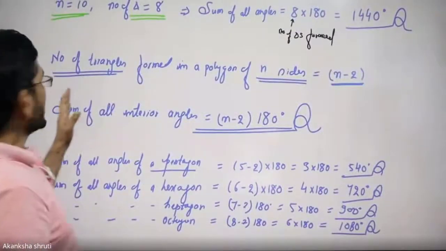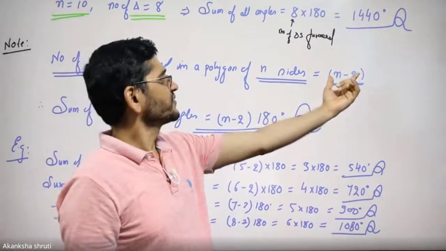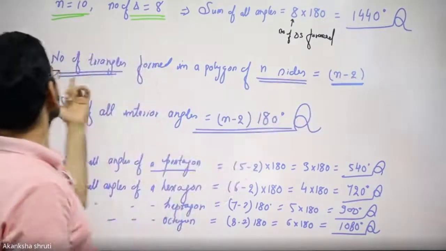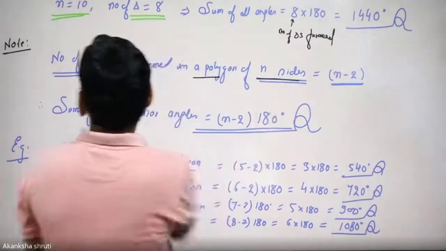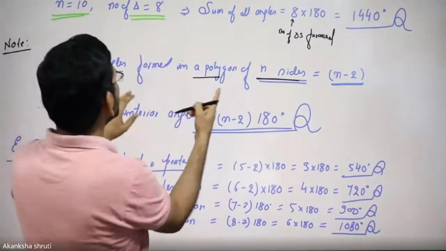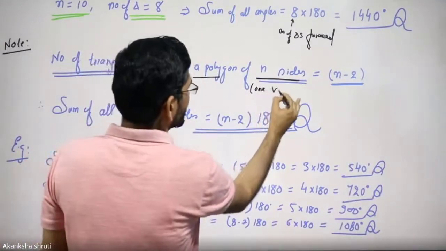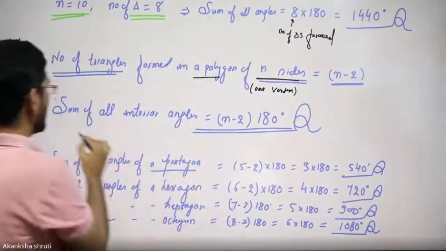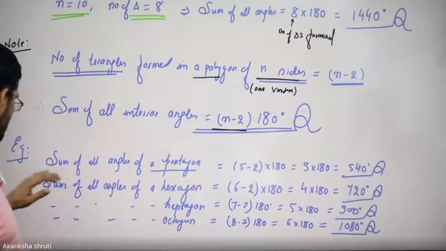Students, it was this one. So the number of triangles formed from one vertex is n minus 2. This I had also written here. Number of sides n, number of triangles, and this triangle count is from one vertex of the polygon only. It is n minus 2. And the sum of internal angles is n minus 2 into 180. That you have to keep in mind.